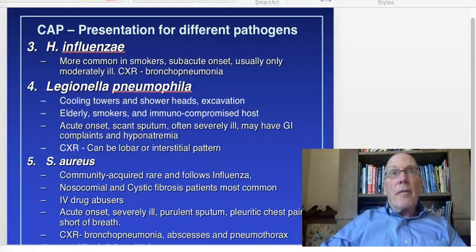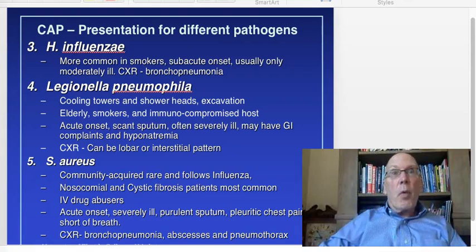Four, Legionella pneumophila. The epidemiology of this disease is unique. It is often associated with contaminated cooling towers and shower heads, as well as areas where excavation is being performed. This infection is more common in the elderly, smokers, and immunocompromised hosts. This infection is acute in onset and is accompanied by scant sputum, and there may be GI complaints and hyponatremia, low serum sodium. Patients often are severely ill. The chest X-ray can show a lobar or an interstitial pattern.